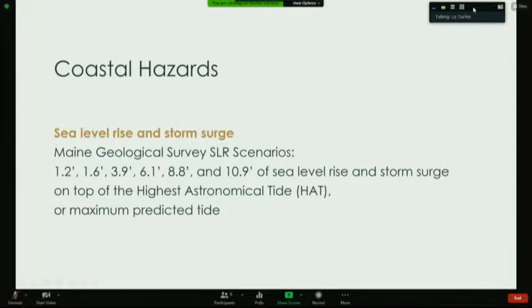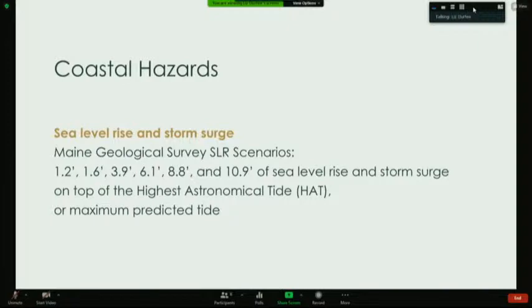The next item is that I developed a few maps for sea level rise and storm surge. I know we've shown a few maps so far and gone over this data a couple times, just in case there's anyone new on. The Maine Geological Survey has sea level rise scenarios that we have been using the data for in our maps. Those cover 1.2, 1.6, 3.9, 6.1, 8.8, and 10.9 feet as an extreme level of sea level rise and storm surge. And that is on top of the maximum predicted tide.